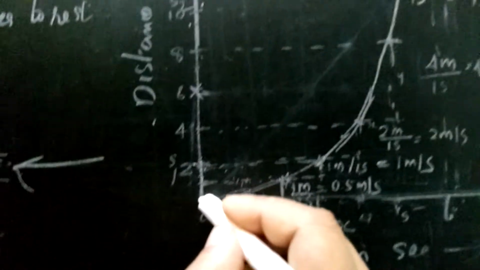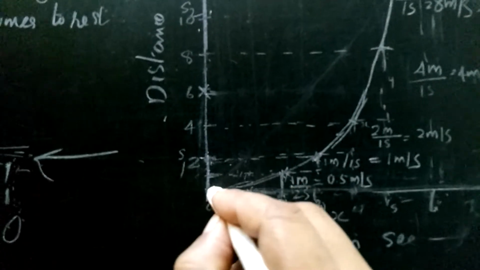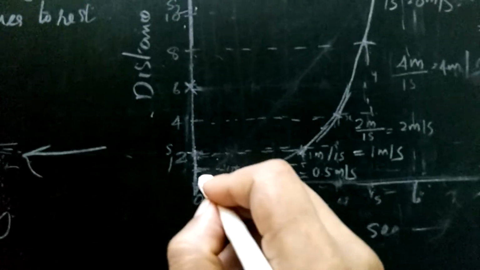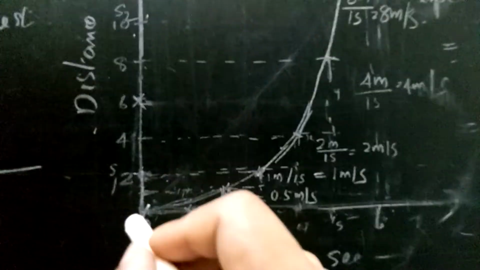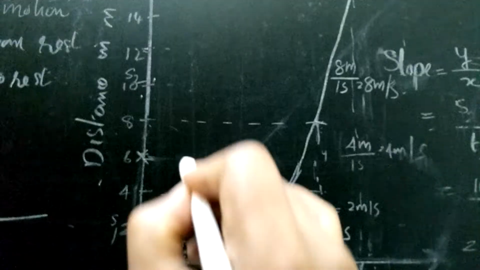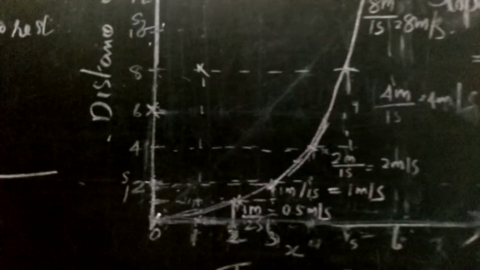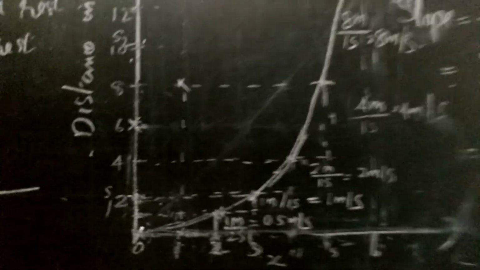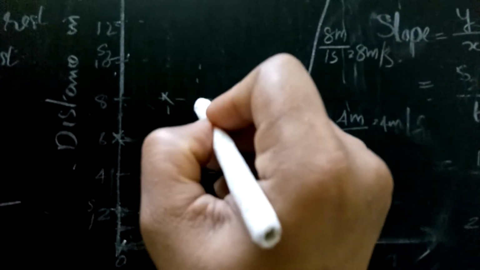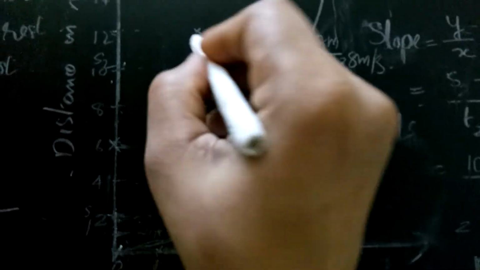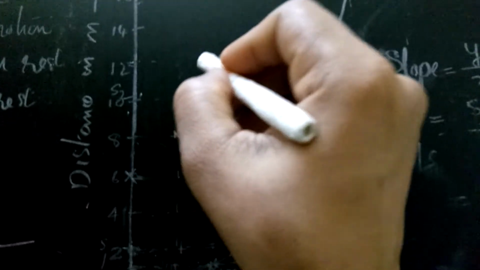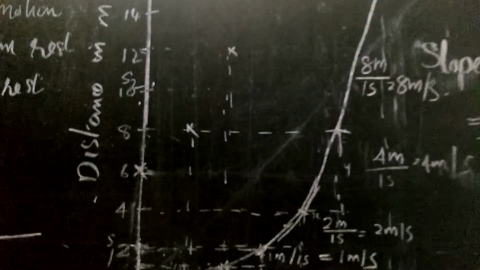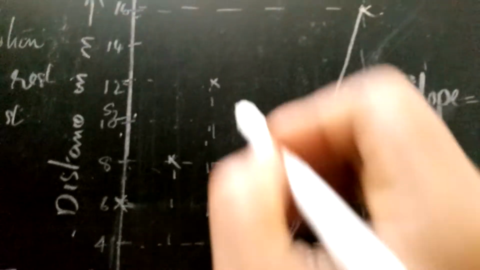So first it is at the origin, that means where we are standing. Suppose in the first second it covers 8 meter. Then next second it covers only 4 meter. So first second it covers 8 meter, next it covers 4 meter, that means 8 plus 4 is equal to 12. Is that clear?